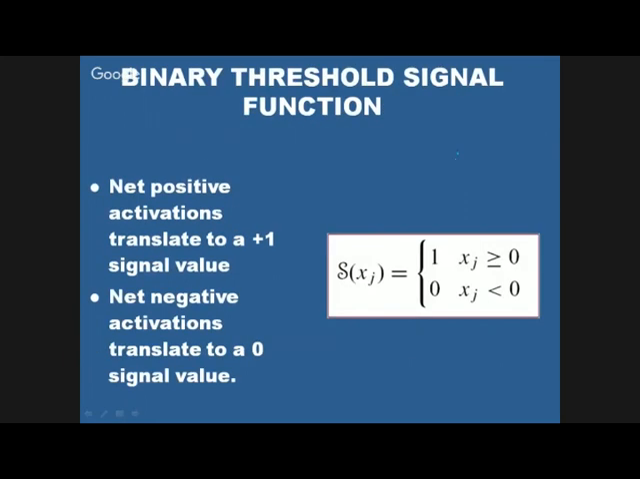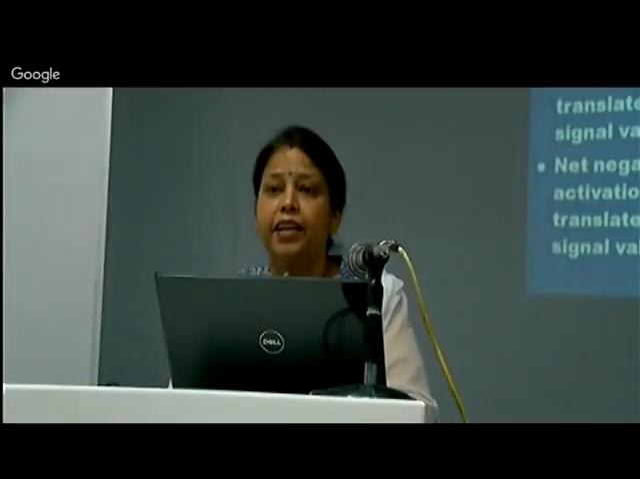First of all, by name only, we can understand what binary threshold is. Let us see. The function of binary threshold says that the output of the function will be 1 if xj, that is your net, the weighted sum, is greater than or equal to 0, and it will be 0 if it is less than 0. That means in binary threshold we get two states, one is 0, another is 1. If xj is less than 0, then we get 0, and if xj is greater than or equal to 0, then we get 1. But there is a catch here.